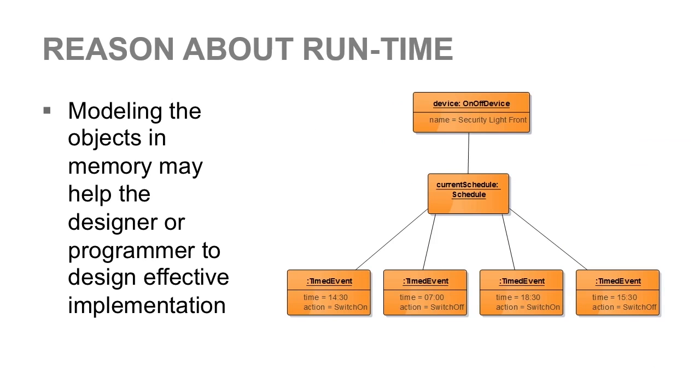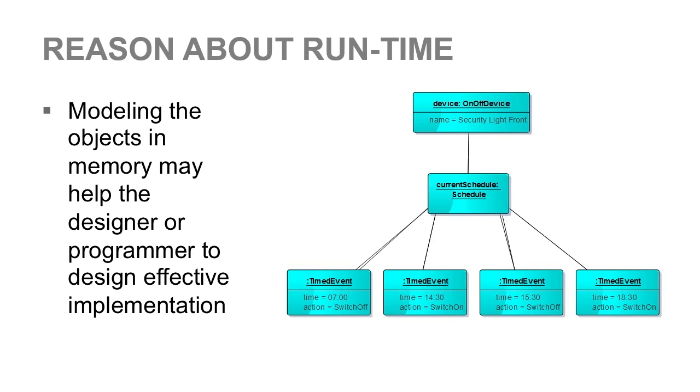Drawing diagrams to model the objects that will exist in memory at runtime can help to design effective or efficient implementations. In this example, the timed events in a schedule are not sorted into any particular order. If every minute a real-time clock triggers a request to each schedule to check if there are any timed events that need to be activated, then having an unordered collection of events may not make it possible to design and implement the most efficient algorithm for the search.